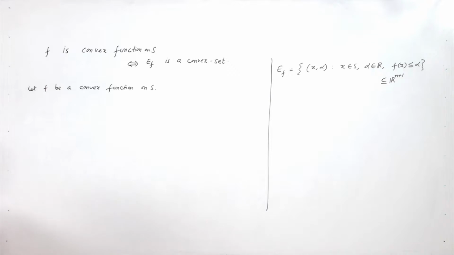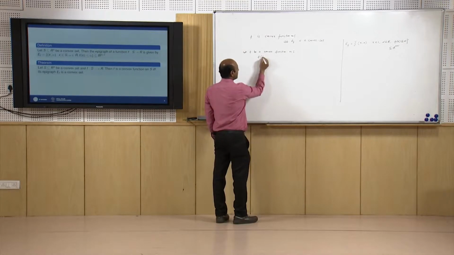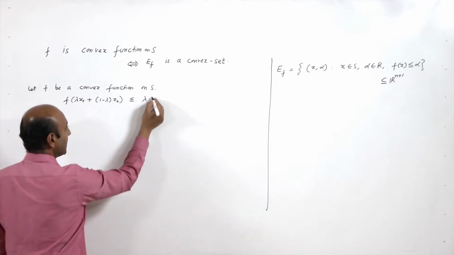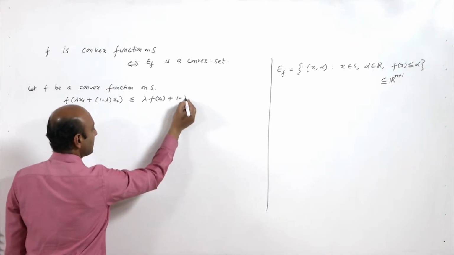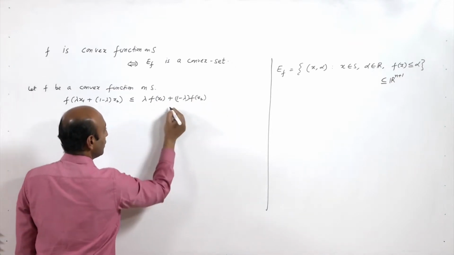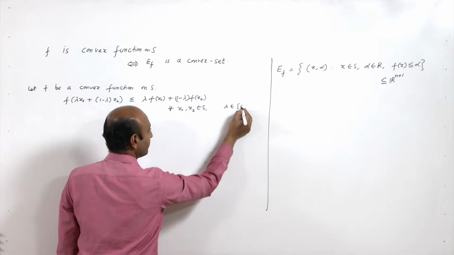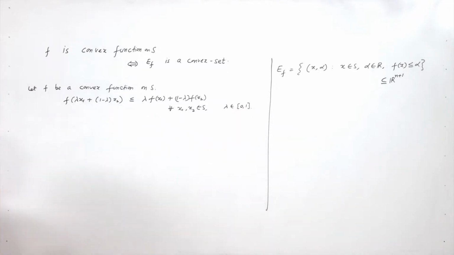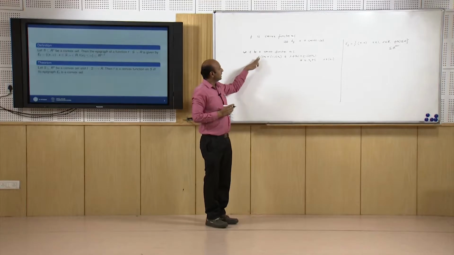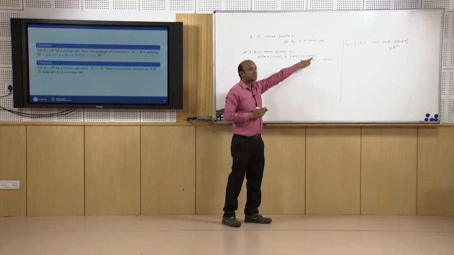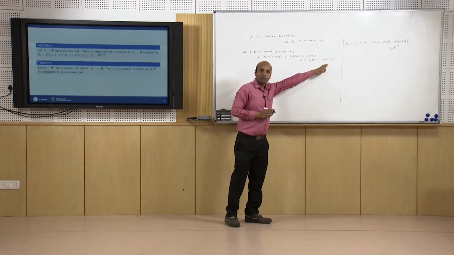Now, since f is a convex function, this means f(lambda x1 + (1 - lambda) x2) will be less than or equal to lambda f(x1) + (1 - lambda) f(x2) for all x1, x2 in S and lambda between 0 and 1. This is by the definition of a convex function, and this must hold for all x1, x2 in S and lambda between 0 and 1.